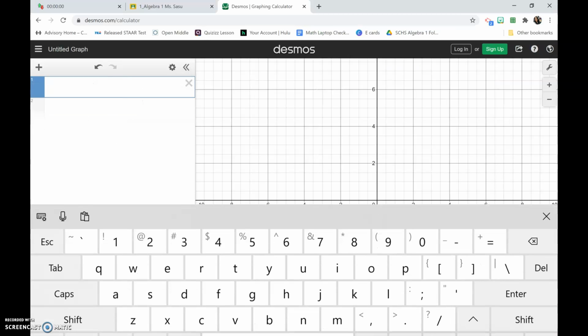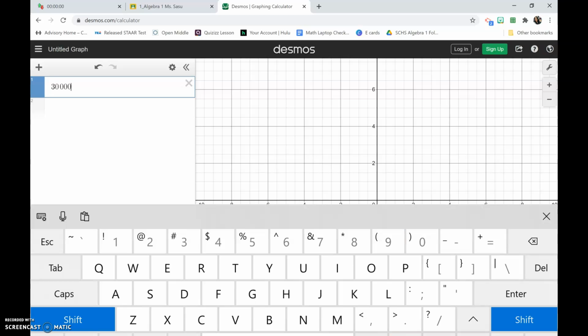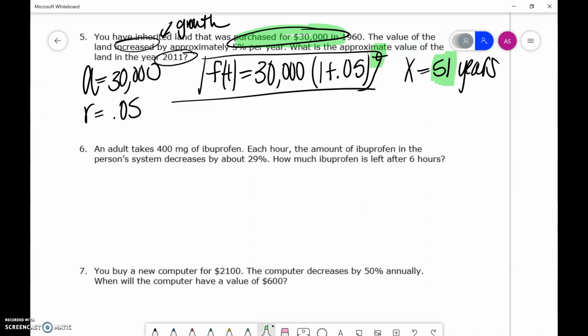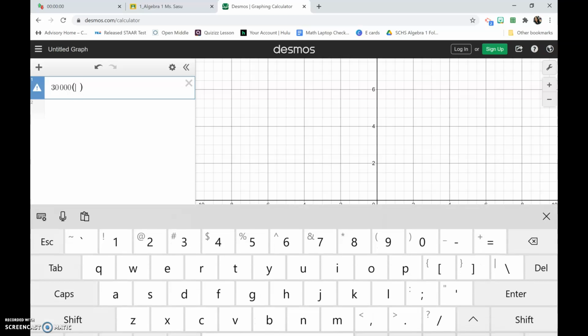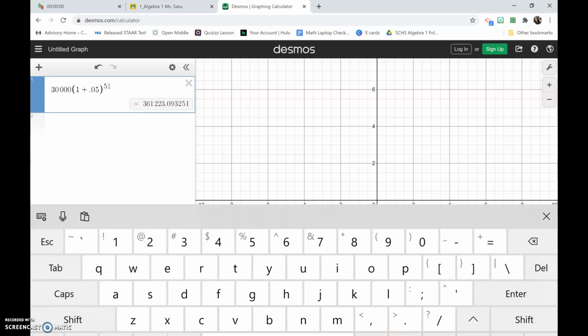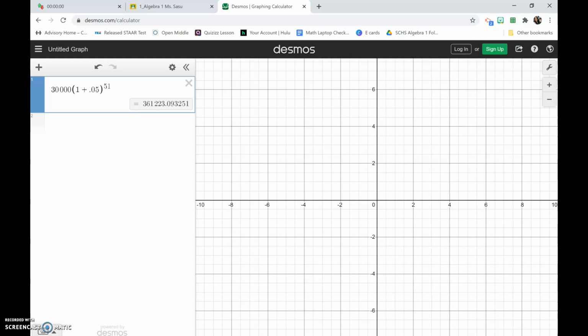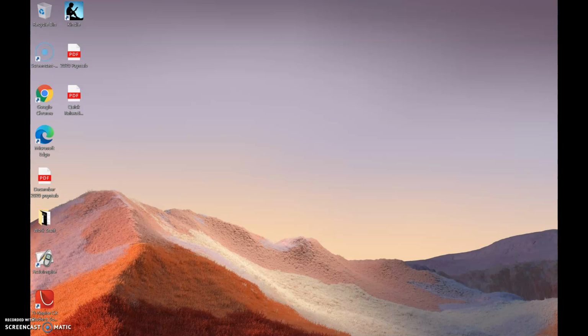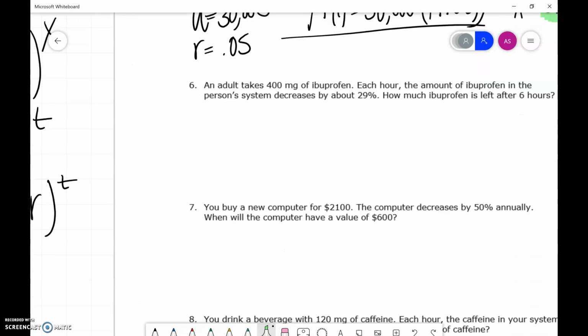I type in my equation, so 30,000 times, what was it again? We got 1 plus 0.05. Okay, and this is how much this land is now, and it gained a lot over time. Okay, so this piece of land will actually be $361,223.09. Okay, so as you see with exponential functions, they grow really, really fast. So yeah. All right, let's move on to our last one, number 7, and I'm gonna let you guys work.